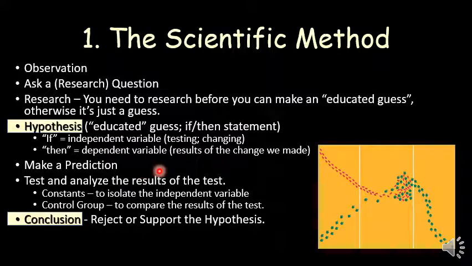Scientific method. We always say observation is the first step of the scientific method. You see something that doesn't make sense, and then you ask a research question. All right? How does that happen? Why does that happen? Then you do your research. See if you can figure out what the answer is to that.